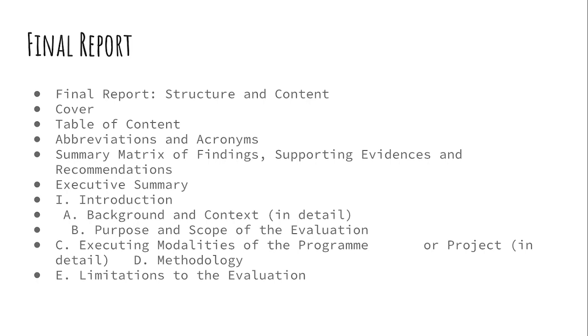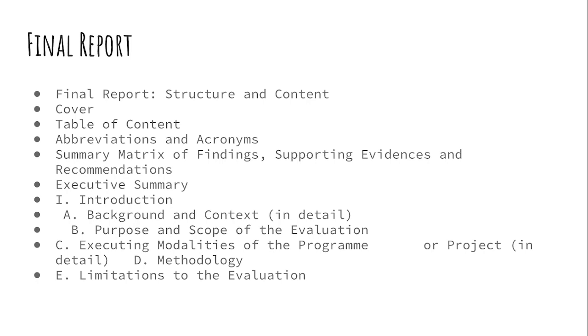So one, we have of course the cover page, the table of contents, the abbreviations and acronyms, the summary matrix of findings, supporting evidences, and recommendations. Yeah, very key. This is why you've gone to the field and done the evaluation, to give the summary of the findings and any supporting evidences and recommendations if you find any challenges that need to be solved. Then we have the executive summary. In here, we have the introduction.